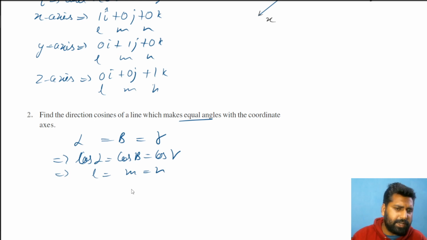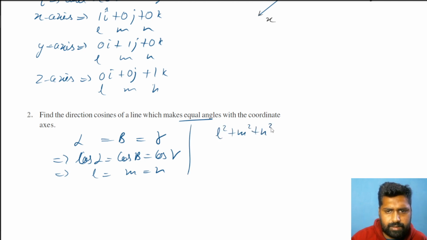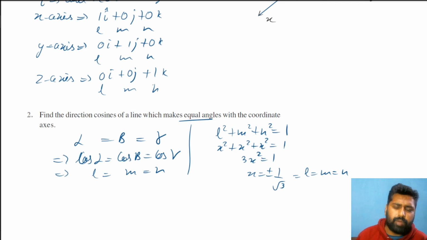Now how can we find the value of it from this condition? We know one relation, that L square plus M square plus N square is equal to 1. So all of them are equal. So I can take the values x square plus x square plus x square, all of them are equal, is equal to 1. 3x square is equal to 1. x is equal to plus minus 1 by root 3. That's your LMN. LMN can be 1 by root 3, 1 by root 3, 1 by root 3, or minus 1 by root 3, minus 1 by root 3, minus 1 by root 3.